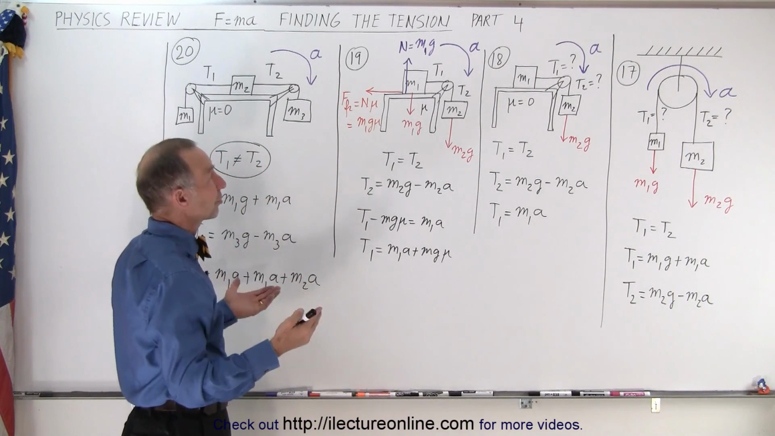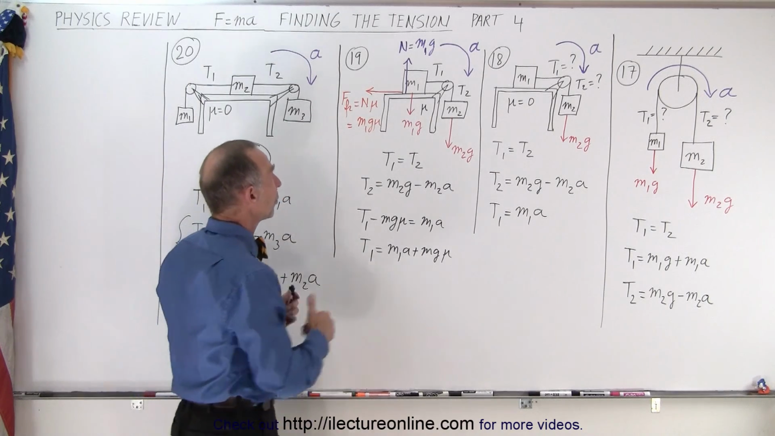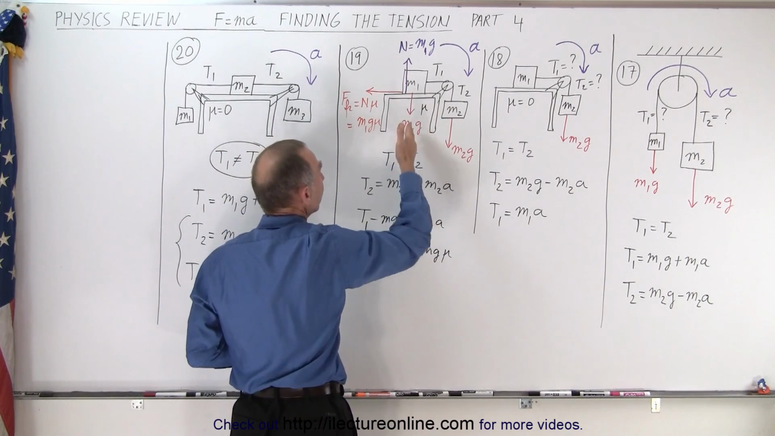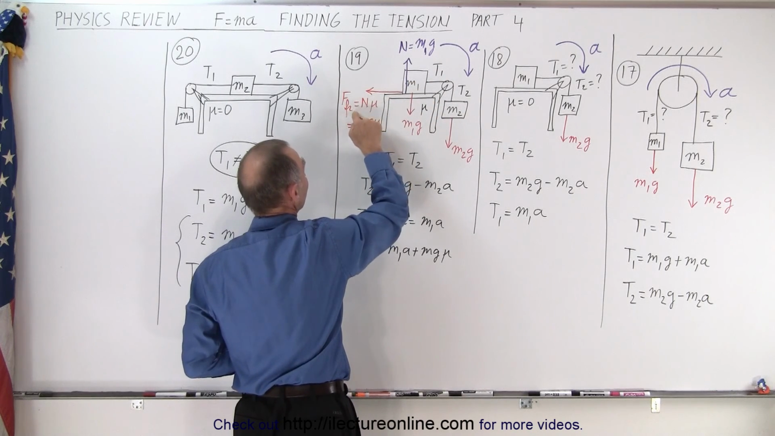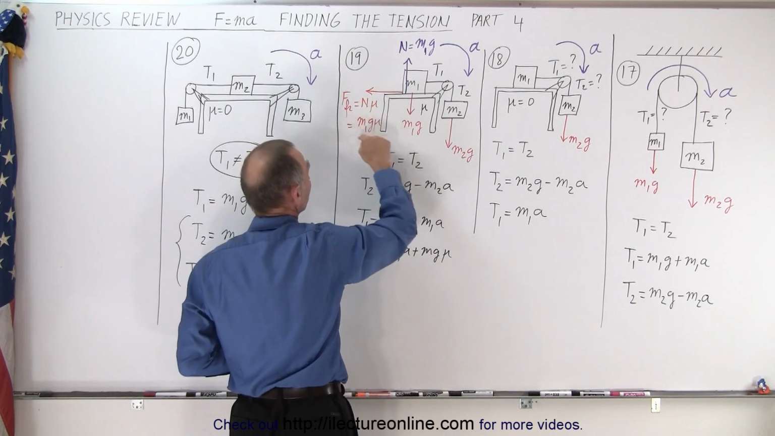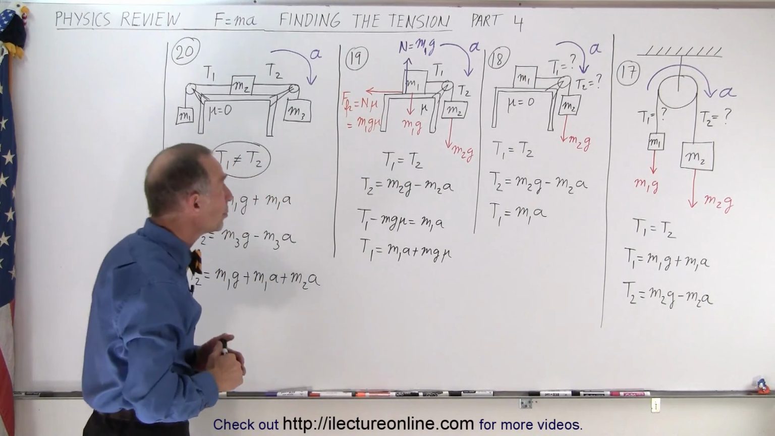What happens when there's friction? The same situation, but now we have friction between the table and M1, so we have the weight M1G acting downward, the normal force pushing back, and that causes a friction to exist. Friction is the normal force times mu. The normal force is M1G, so the friction force is M1G mu.